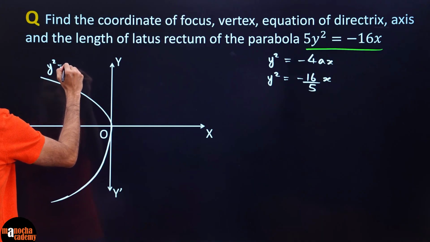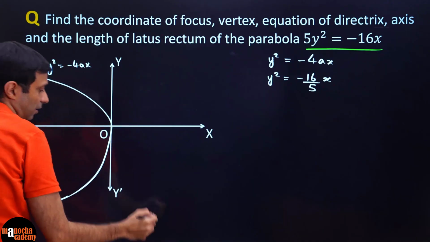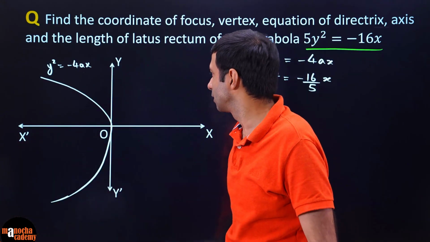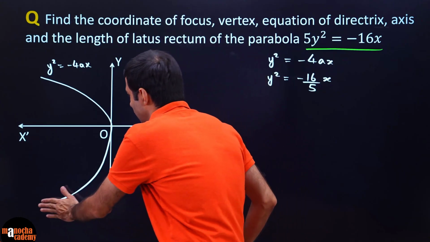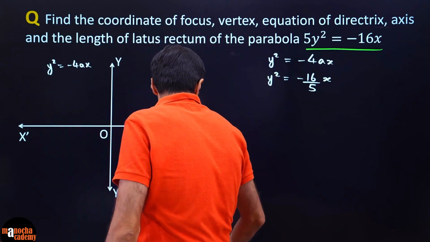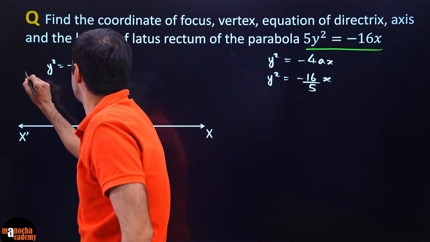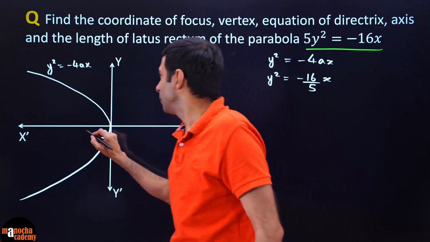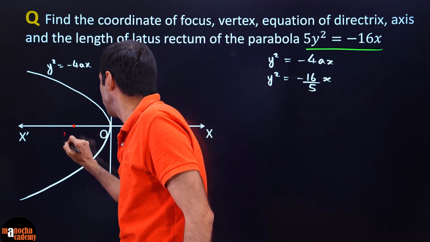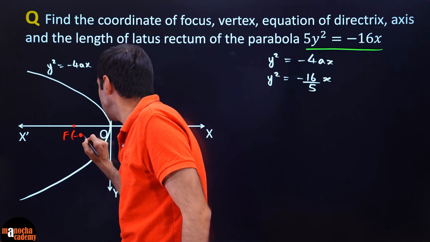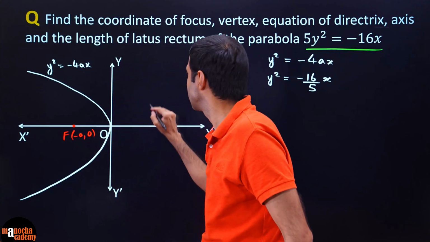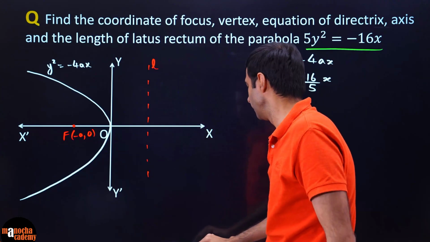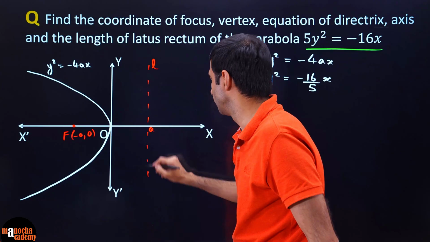y square equal to minus 4ax, and let's mark the focus and directrix. Let me draw a better parabola, it's not looking like a nice one. So let's draw it once again. So this way, there you go, that looks better. And let me mark the focus here. Focus is going to be somewhere here, at minus a comma 0, on the negative x-axis. Your directrix will be here. This is your directrix L passing through a comma 0.